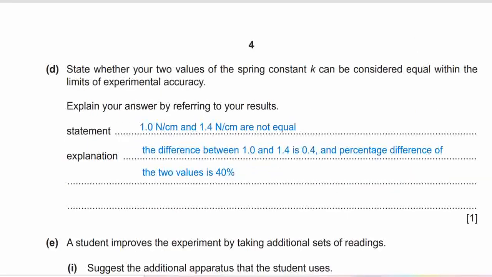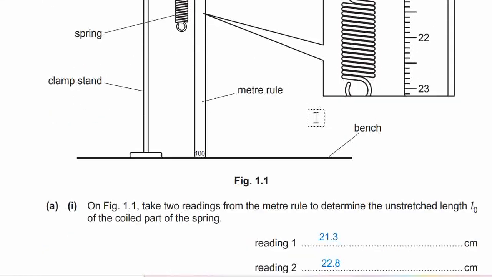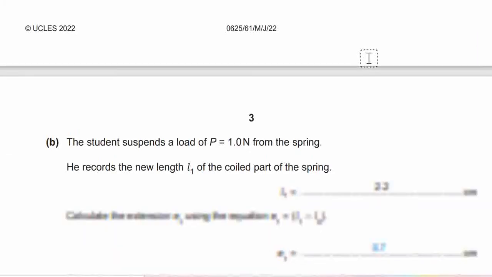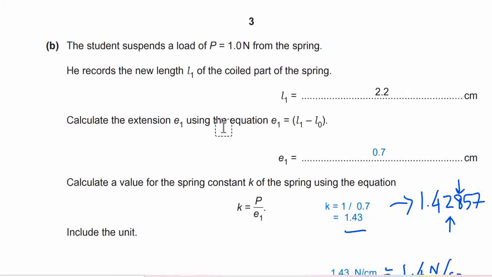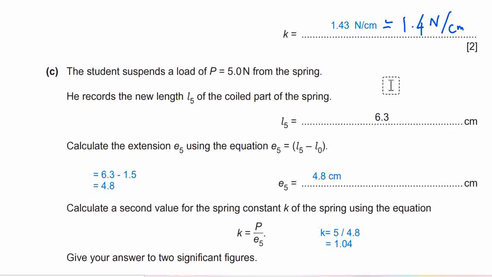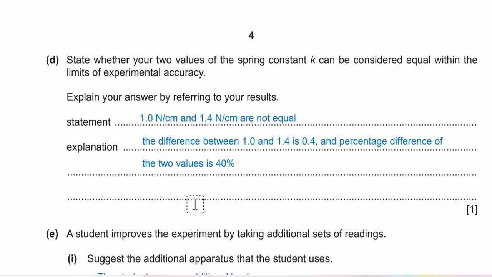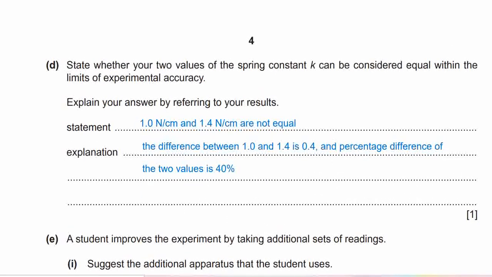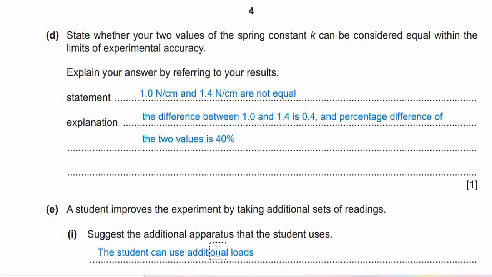Next, the student improved the experiment by taking additional sets of readings. Suggest the additional apparatus the student uses. So from the question, we see that the student used one newton, a load. The next is 5 newton, and get this different value of K, 1.4. The other one is 1. How to improve the experiment is by using additional loads to check the result of the K. So the student can vary 1 newton, 2 newton, 3 newton, 4 newton, 5 newton, and so on. So we type our answer. The student can use additional loads.